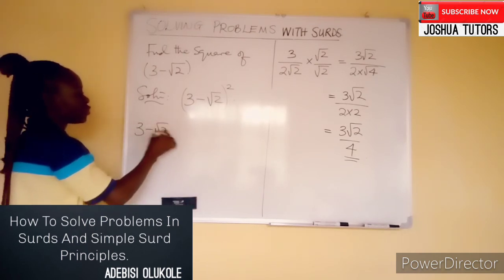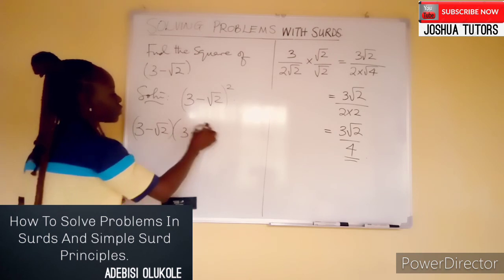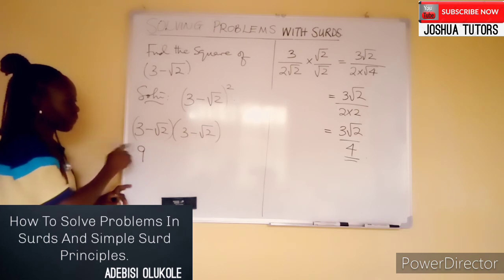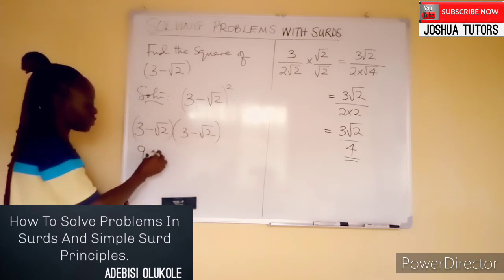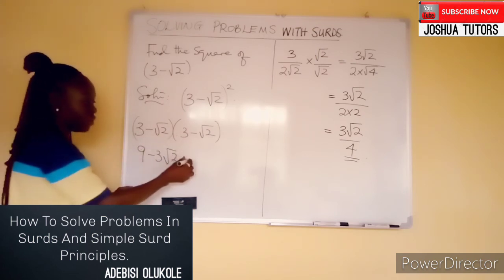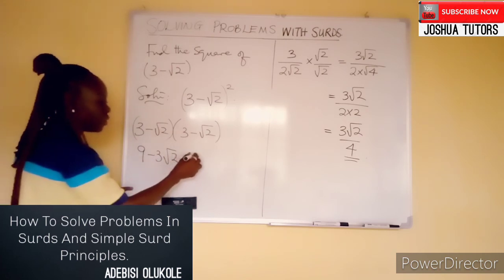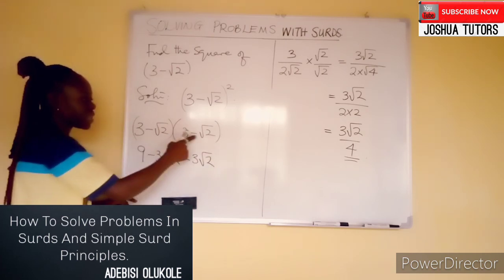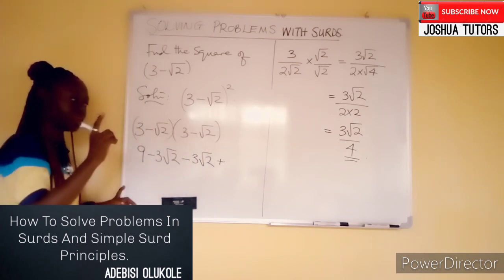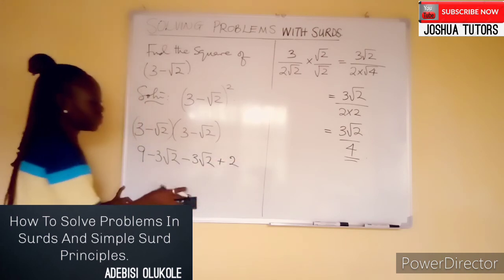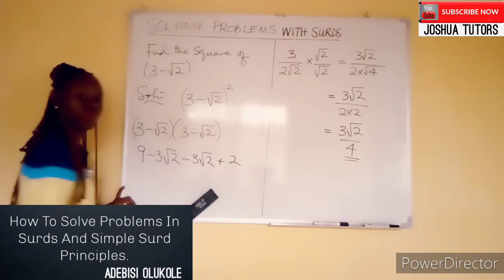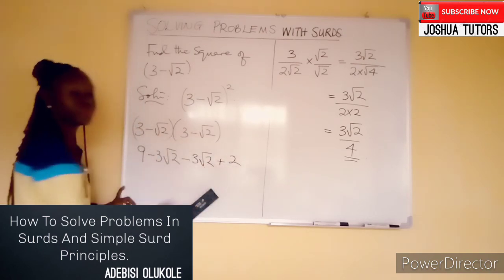3 minus surd 2 into 3 minus surd 2. And then you begin to expand. 3 times 3 is 9. 3 times minus surd 2 is minus 3 surd 2. Minus surd 2 times 3, like I said, we don't write minus surd 2, 3. We write minus 3 surd 2. And then minus times minus is plus. Surd 2 times surd 2. Like surds gives you a rational number, which is 2. How? Surd 2 times surd 2 is surd 4. Square root of 4 is 2. So I don't need to write square root of 4. Surd 2 times surd 2 is 2.